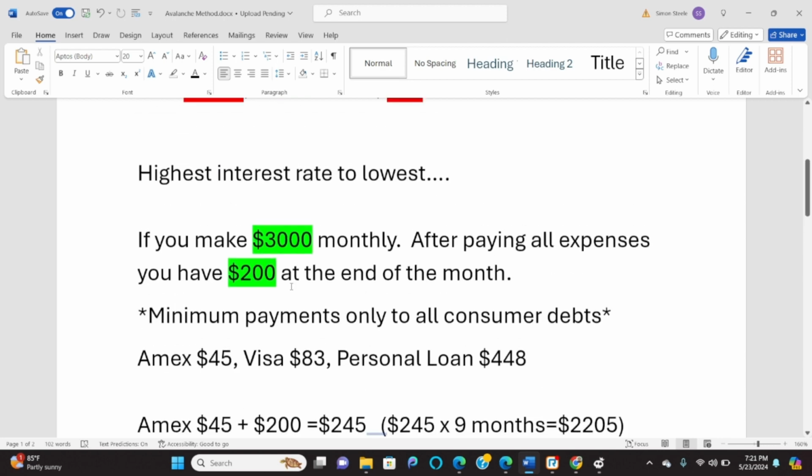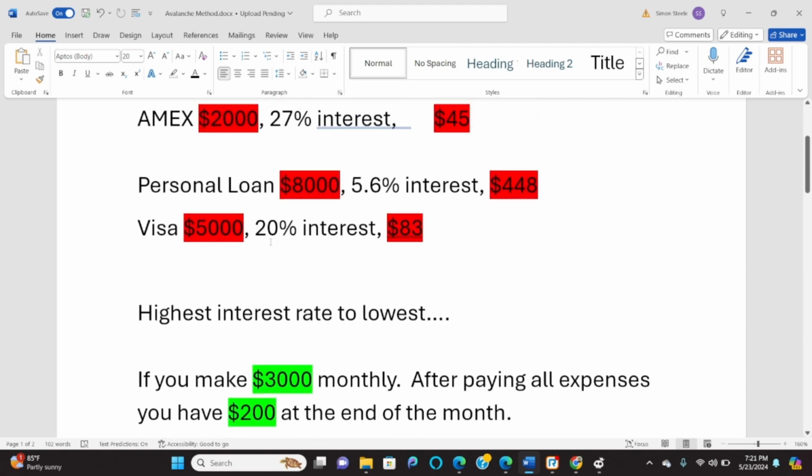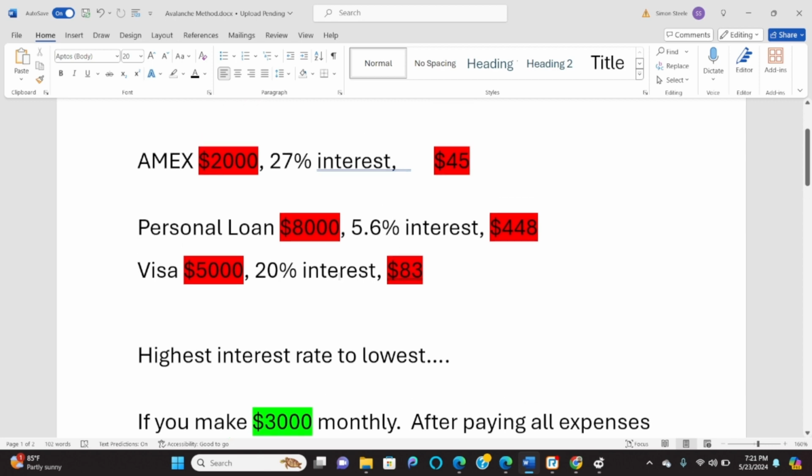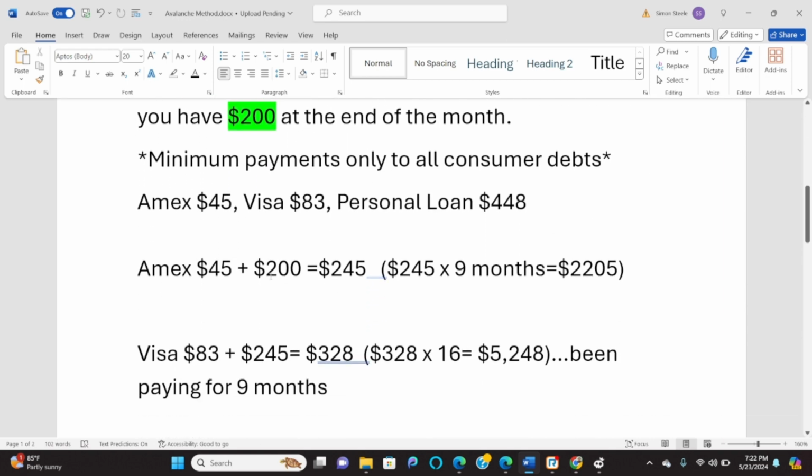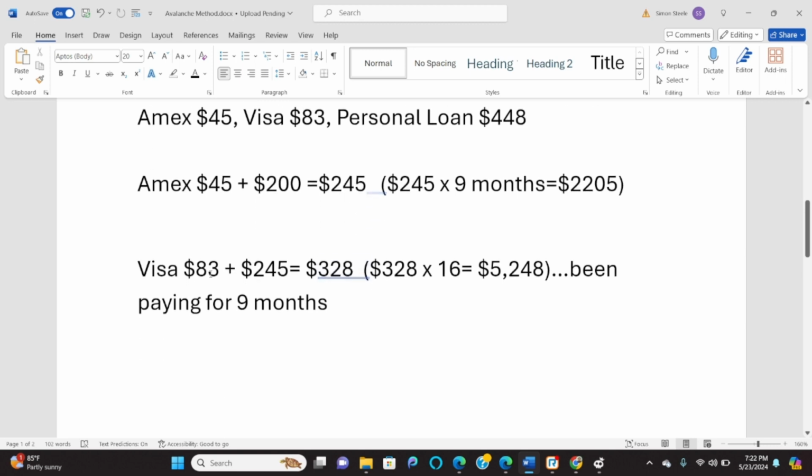That Visa, because if you look back, it had 20%. So we attack the 27% first, then the 20%, and then we'll go get the 5.6%, from highest interest rate to lowest using the Avalanche method. So when we get here, now that we freed up $245, we go to the Visa.